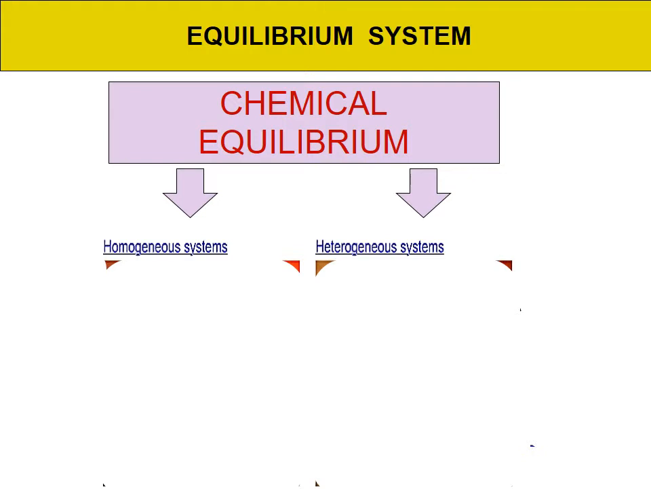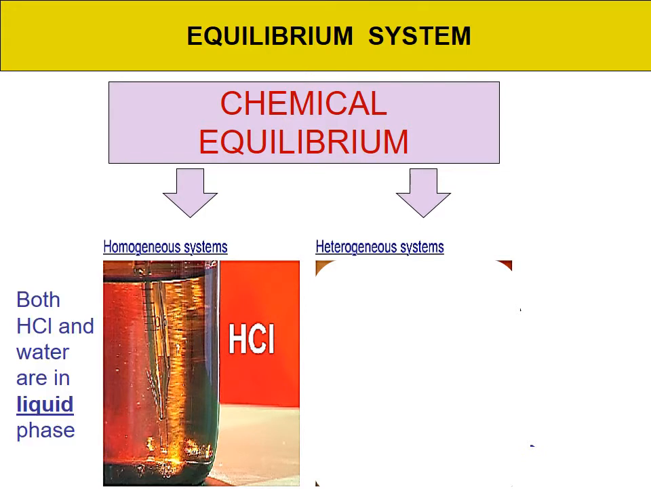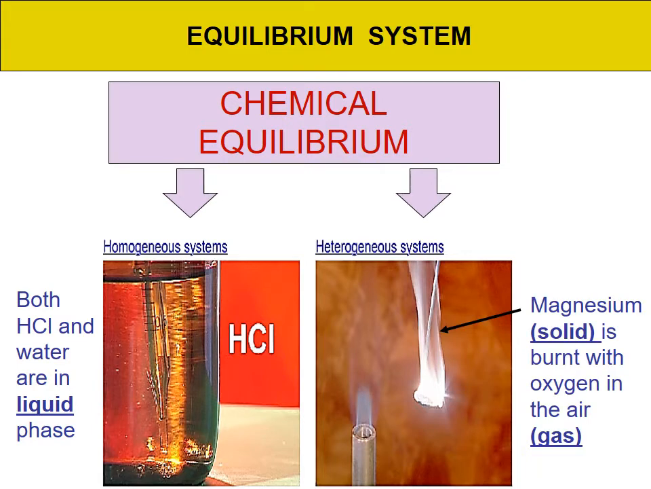Equilibrium systems can be divided into two different systems, homogeneous system and heterogeneous system. This is an example of a homogeneous system. Both hydrochloric acid and water are in liquid phase. This is an example of a heterogeneous system. Magnesium, which is a solid, is burned with oxygen in the air, which is a gas.